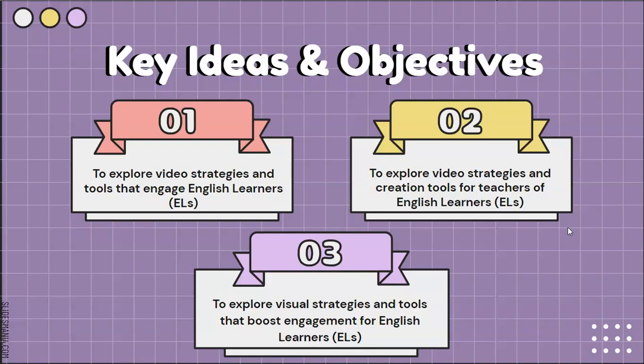The key ideas and objectives for this video include the following. Number 1, exploring video strategies and tools that will engage English learners. Number 2, exploring video strategies and creation tools for teachers. And finally, we will close the video with number 3, exploring visual strategies and tools that can be used to boost engagement for English learners. Let's get started.